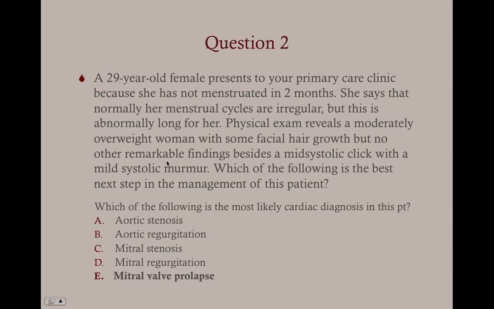But the fact that she's having a new diagnosis of mid-systolic click and a mild systolic murmur, that's going to be the mitral valve prolapse because of the increased volume state. So kind of a bunch of diagnoses all in one, but as you can see, I put what is the most likely cardiac diagnosis in this patient, but there's lots of diagnoses in this patient.